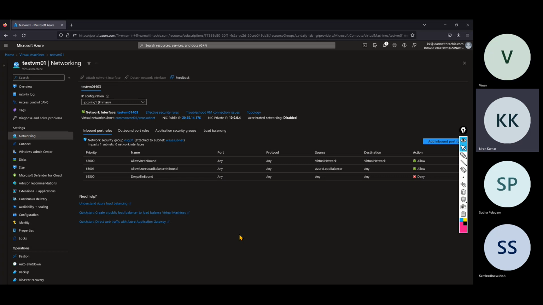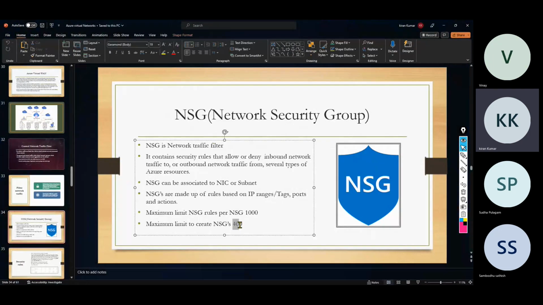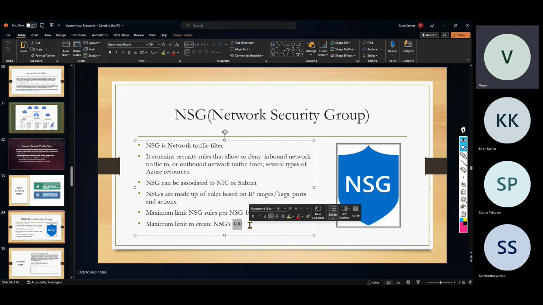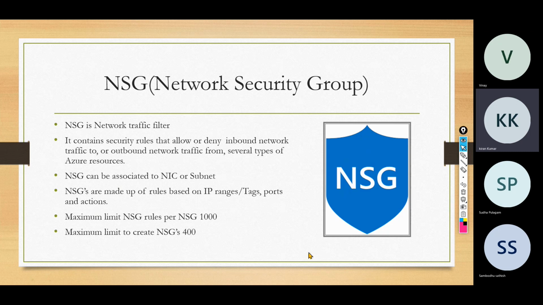Even limitation wise, network security groups per subscription per region, they have given 400 only that we are able to create. If it is more than 400, we can't create it. So because of these limitations and best practice, we use the subnet level. But if you want, you can associate at the network interface card level also. There is no restriction.